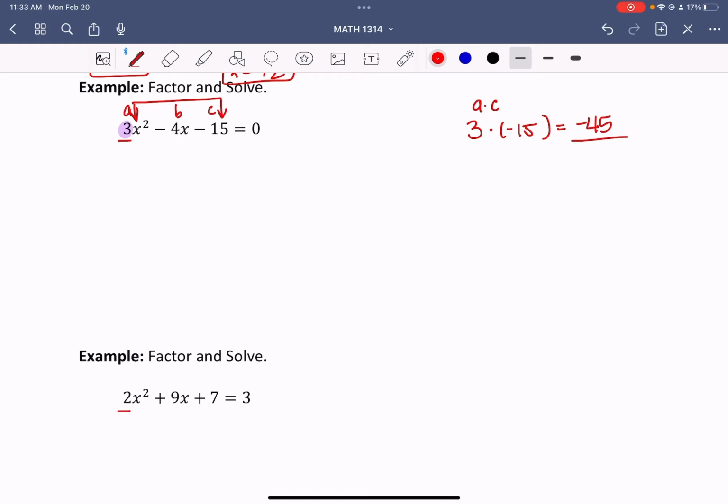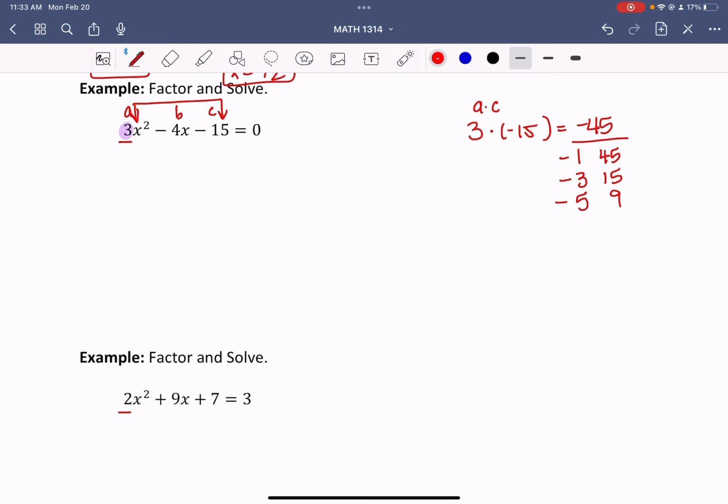What are my factors of 45? That's 1 and 45. 2 does not divide 45. 3 does, and 15. 4 does not work. 5 goes into it 9 times. 6, 7, and 8 do not divide 45, so I know I have the complete list of factors. It is negative, so I'm just going to put a negative down the side here.